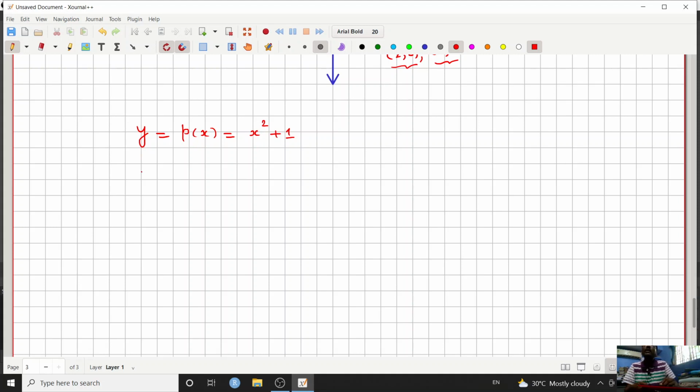Note that the value of the polynomial p of x is never 0 for any real value x. What does it mean?